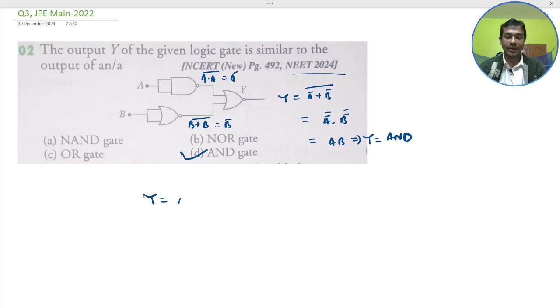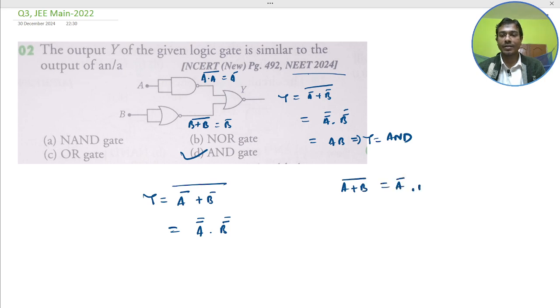The final operation I just write here: A double bar plus B double bar, that whole bar, not single bar, that is A bar plus B bar whole bar. So by Boolean simplification, this would become A bar dot B bar, that would be A dot B. So AB means the AND gate.